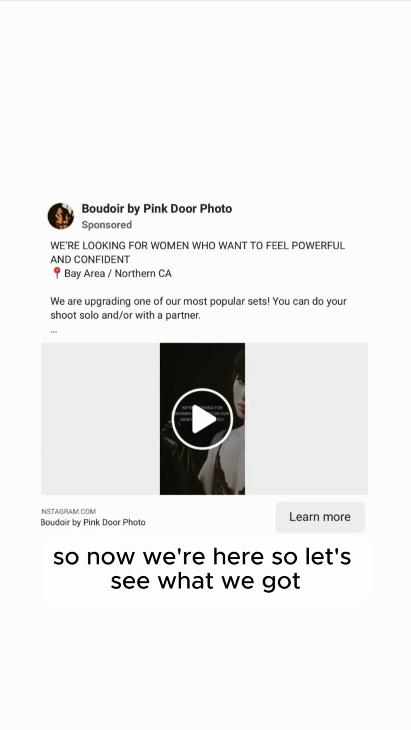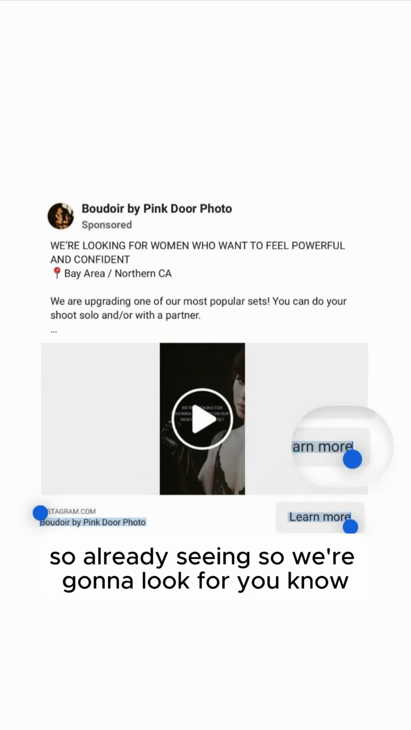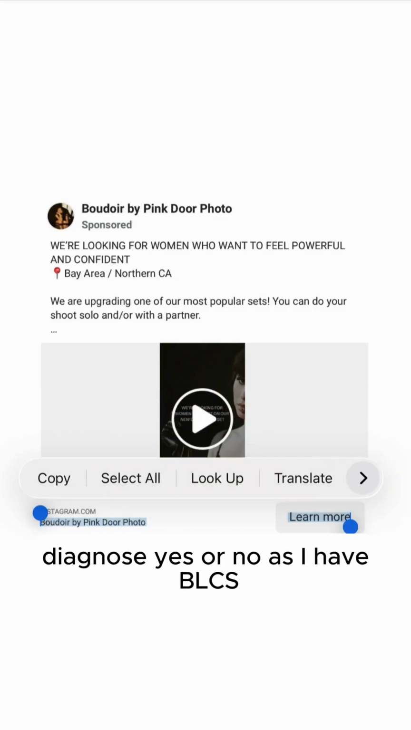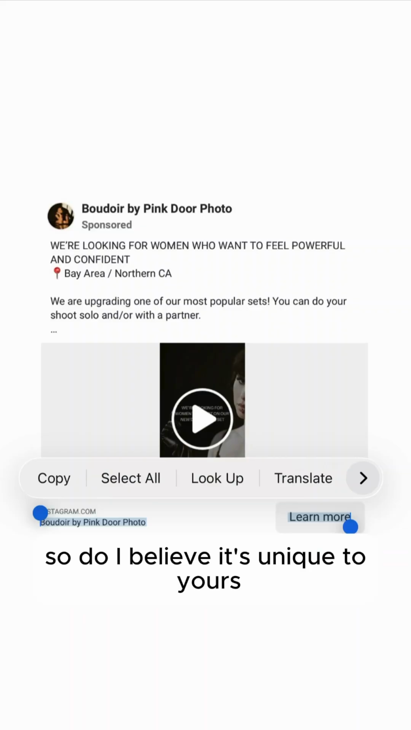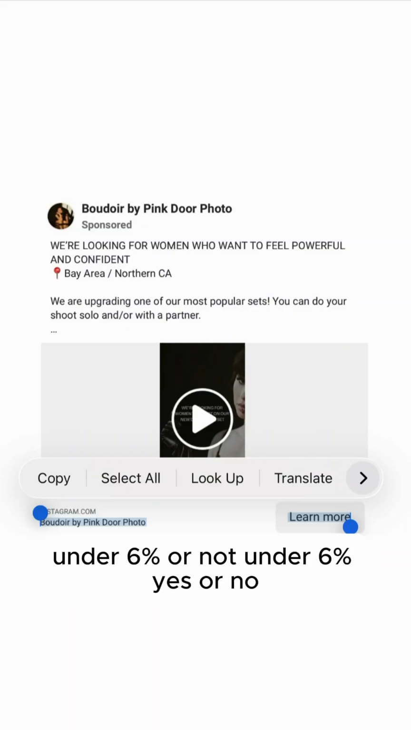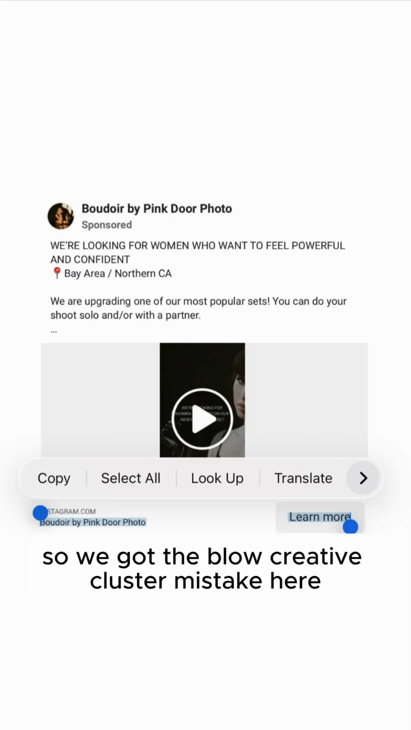So now we're here. So let's see what we got. We're going to look for, diagnose yes or no, does it have BLCS, aka Boudoir low-click syndrome or not? So do I believe its unique CTR is under 6% or not? Under 6%, yes or no? So we got the below creative cluster mistake here.